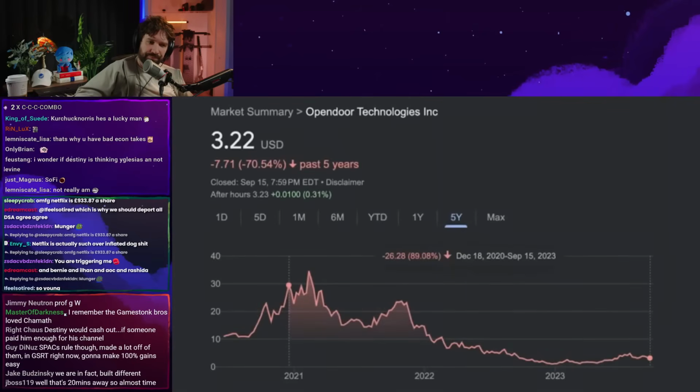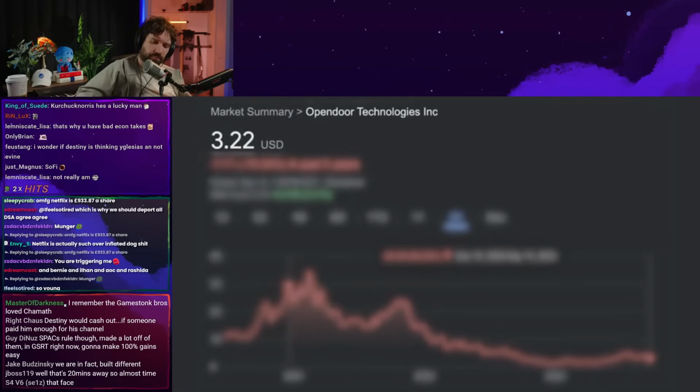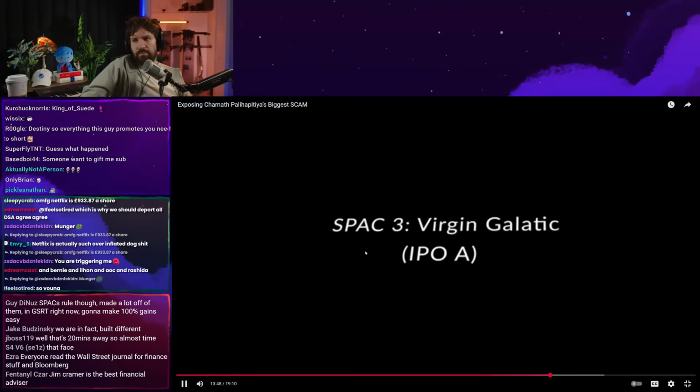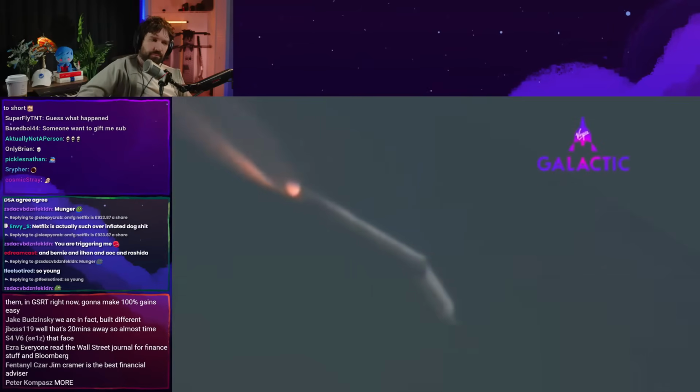Wow. The SPAC began trading on the NASDAQ around mid-December 2020 at a price of around $30. Today, it's $3.20, down 89%. I'm not Elon Musk, but I'm not sure this is the next Tesla. IPOA was Virgin Galactic. Virgin Galactic may have taken people to space, but it took its investors in a different direction.